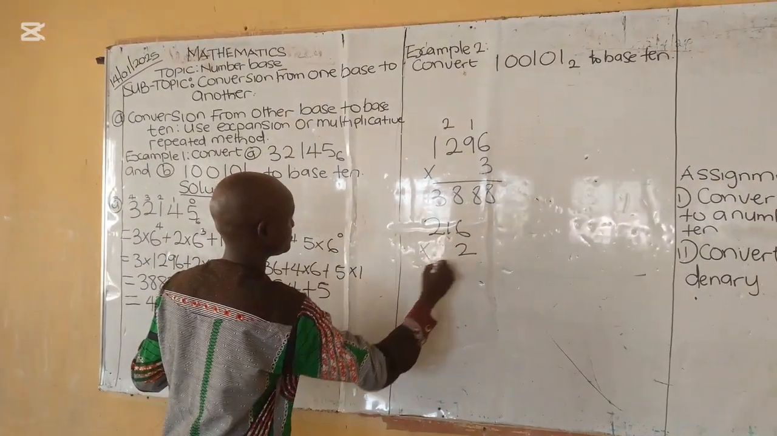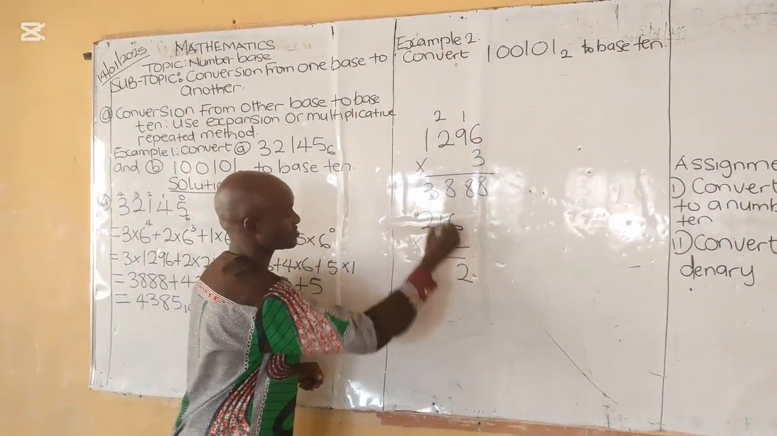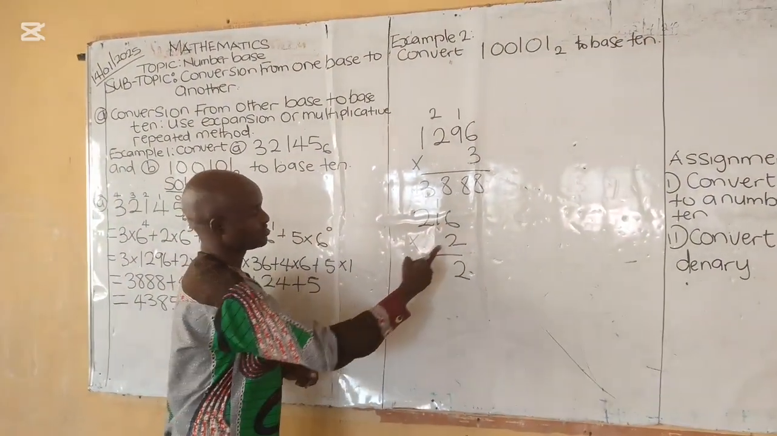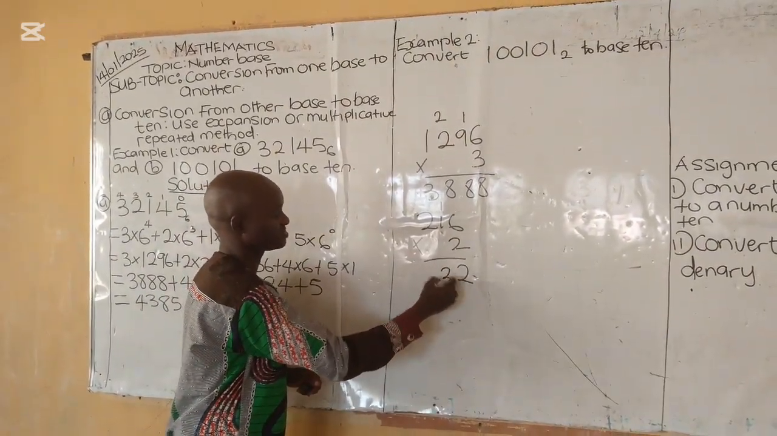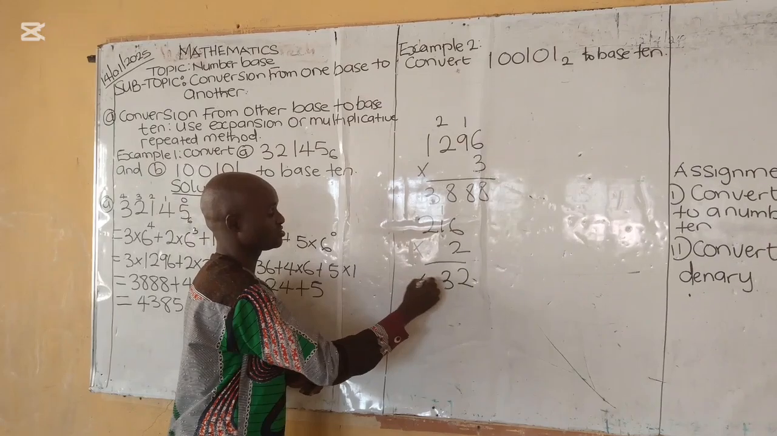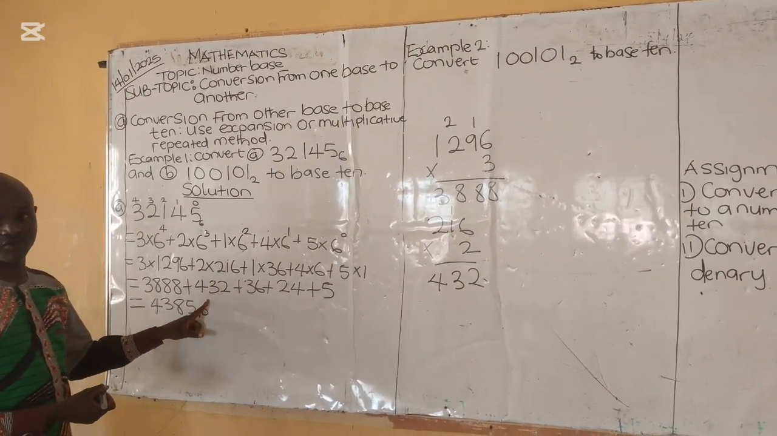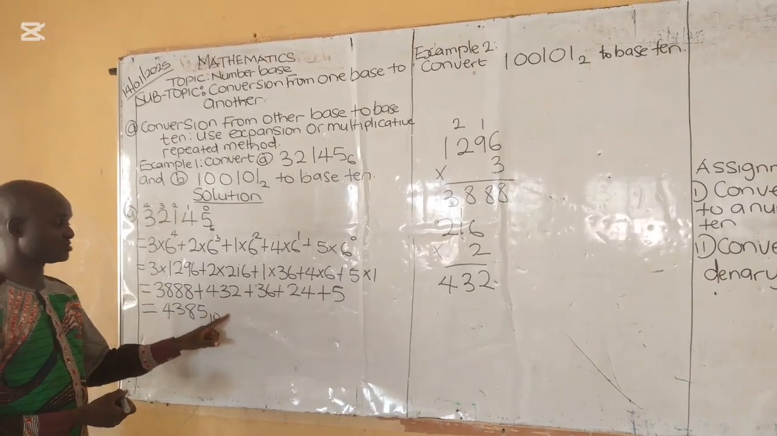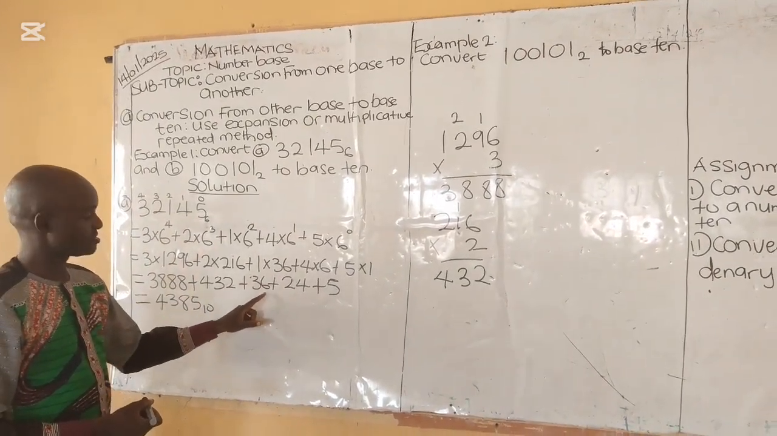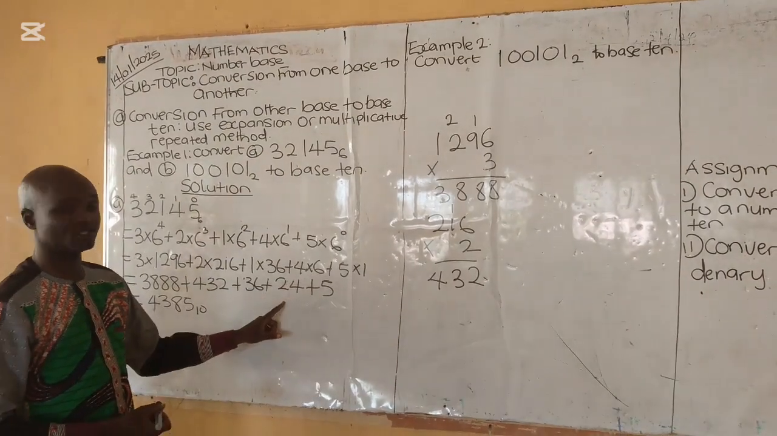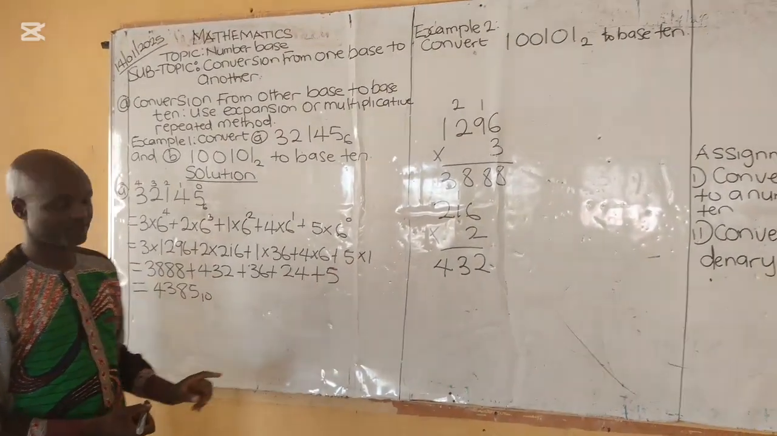Then the next one is 2 times 216. 2 times 6 is 12. Write down 2, carry 1 to the next column. 2 times 1 is 2 plus 1 is going to give you 3. 2 times 2 is going to give you 4. And that is how we arrive at 432. Plus 1 times 36 is 36. Plus 4 times 6 is 24. Plus 5 times 1 is 5.